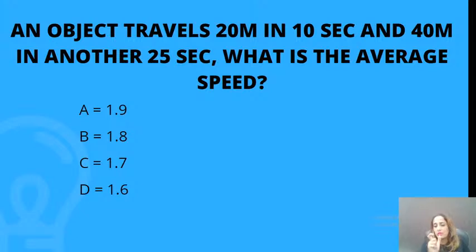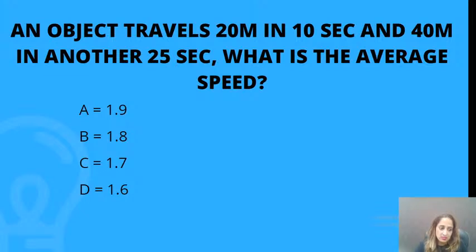An object travels 20 meters in 10 seconds and 40 meters in 25 seconds. What is the average speed? How do we do it? Distance covered divided by time taken. So what is the total distance covered by the object? 20 meters plus 40 meters, that will be 60 meters, divided by total time, guys: 25 seconds plus 10 seconds, which will be 35 seconds. And I guess answer C is the correct answer.